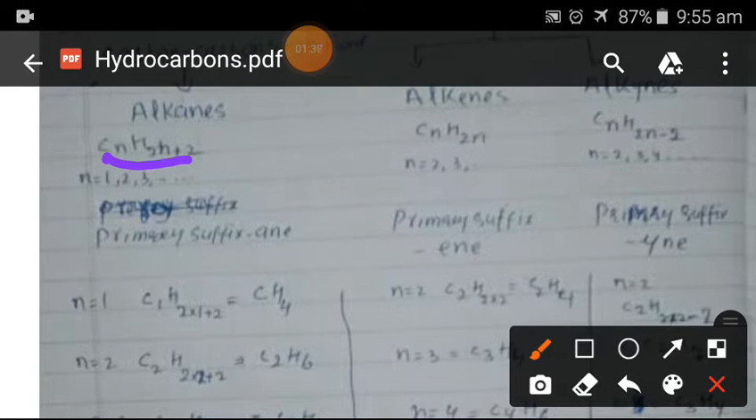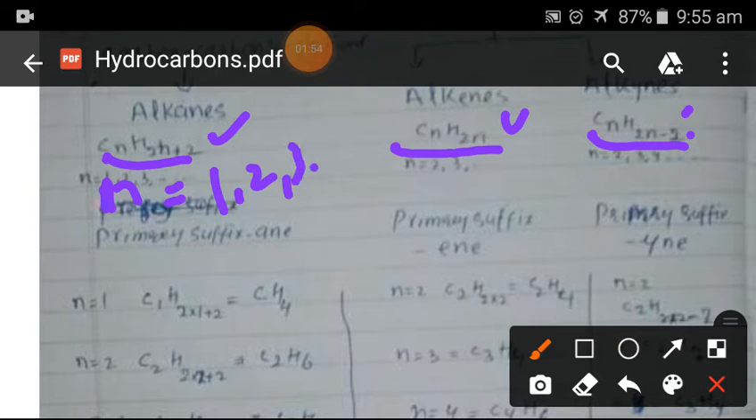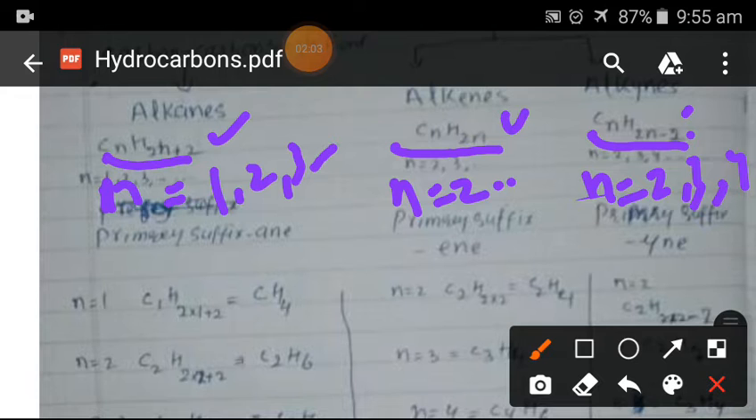The general formula of alkanes is CnH2n+2, the general formula of alkenes is CnH2n, and the general formula of alkynes is CnH2n-2. Here for alkanes the number n starts from 1, 2 and so on. Here n starts from 2, and also here n starts from 2, 3, 4, and so on. Okay.